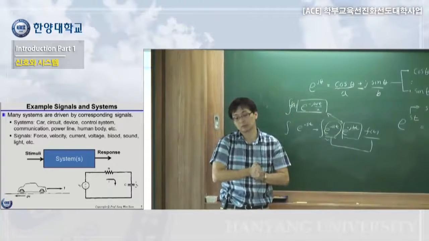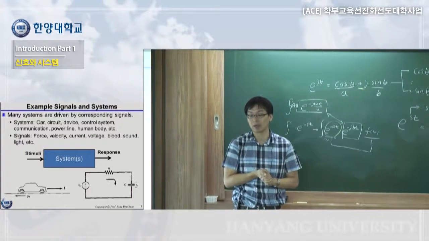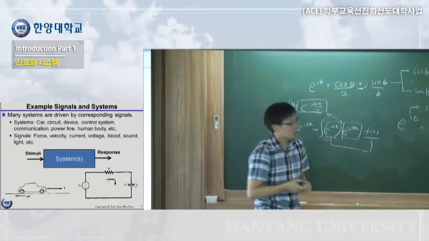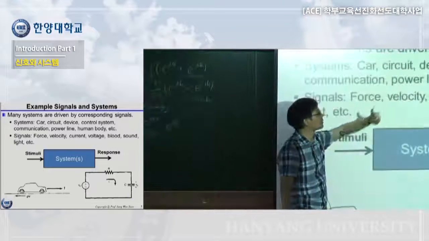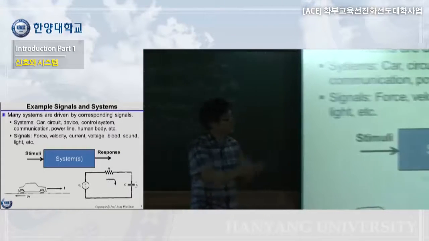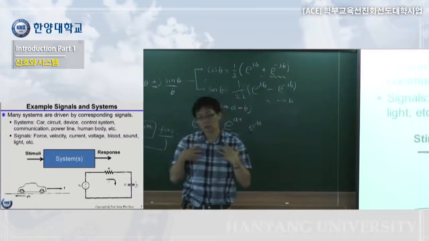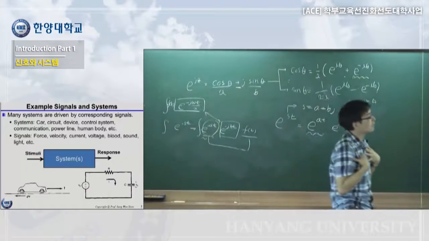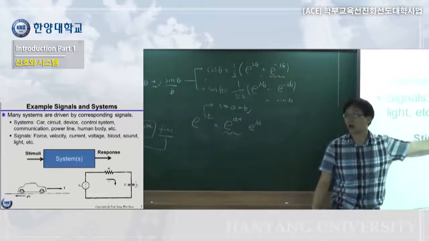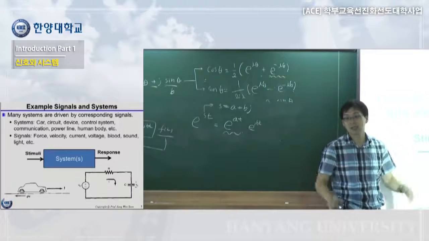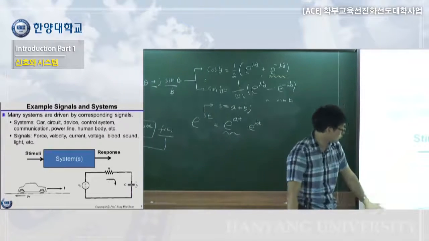Okay, so we have several examples about signals and systems. Actually, many systems are driven by corresponding signals. Say our system can be a car, circuit, device, control system, communication system, power line like a power supply, or even the human body. That's a system. I defined yesterday, Tuesday, that signals are either input or output from the system. They can be stimuli exciting the system. They can be responses coming out from the system.